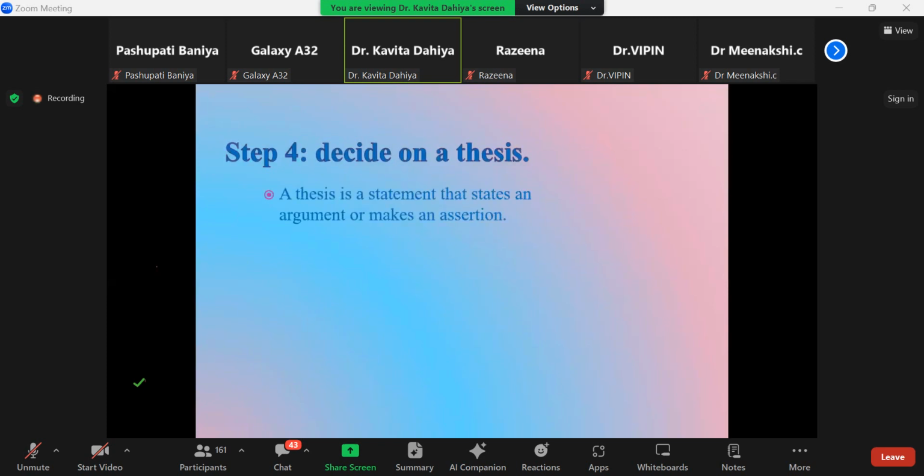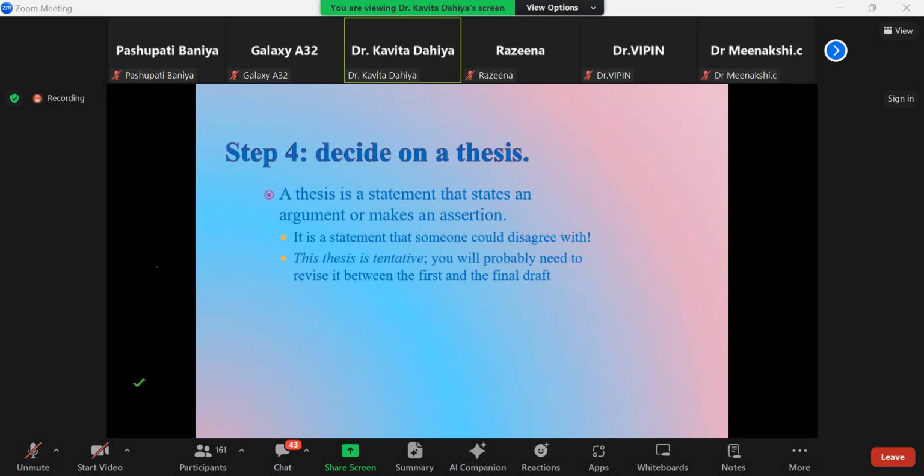Decide on the thesis. A thesis is a statement that states an argument and makes an assertion, a statement that someone could disagree with. It does not mean that the upcoming generation will admit or accept your research proposal or problem statement as you took it. It is not mandatory. They may discard it. This thesis is tentative. You will probably need to revise it between the first and final draft.